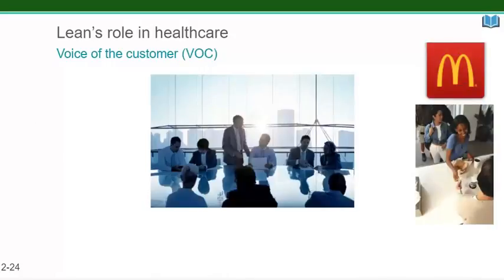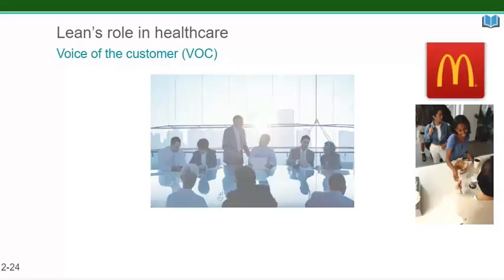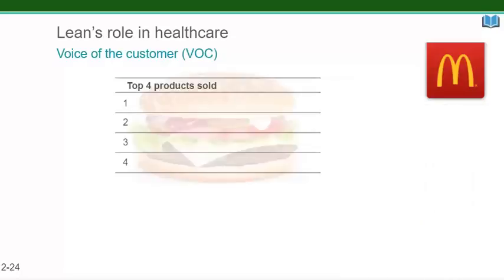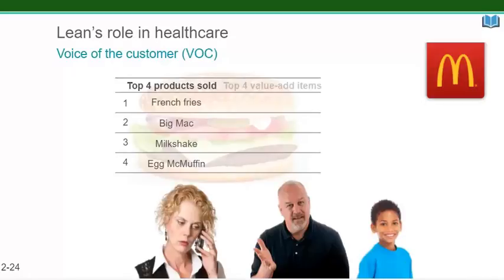Their leadership wanted to find out how to improve sales, so they created a study to better understand what their customers purchased. They found that the top 4 products sold were French fries, Big Mac, milkshakes, and Egg McMuffins. But looking at what was sold is not the same as understanding why the customer was buying these products. When the leadership listened to the VOC, they found something interesting.